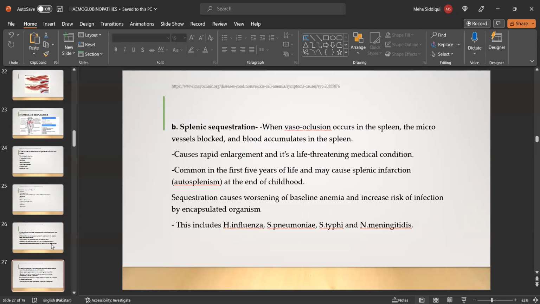Then comes splenic sequestration. When vaso-occlusion occurs in the spleen, the microvessels block and blood accumulates in the spleen. It causes rapid enlargement, which is a life-threatening medical condition. It is common in the first 5 years of life and may cause splenic infarction, which leads to autosplenectomy at the end of childhood. Sequestration causes worsening of baseline anemia and increased risk of infection by encapsulated organisms like Haemophilus influenzae, Streptococcus pneumoniae, Staphylococcus and Neisseria meningitidis.